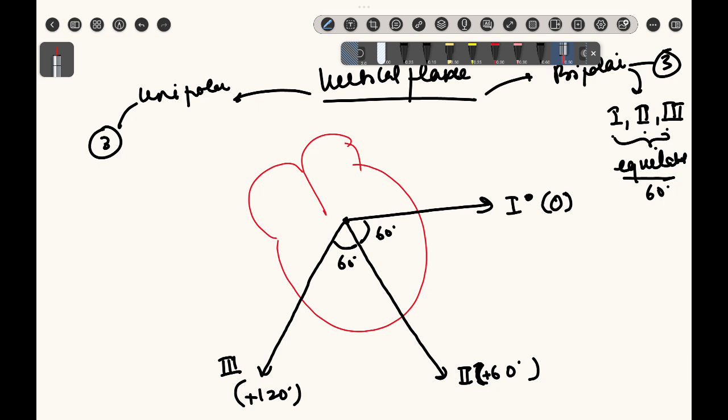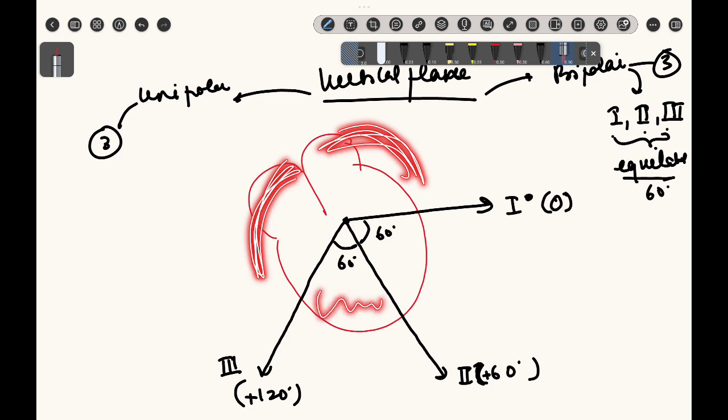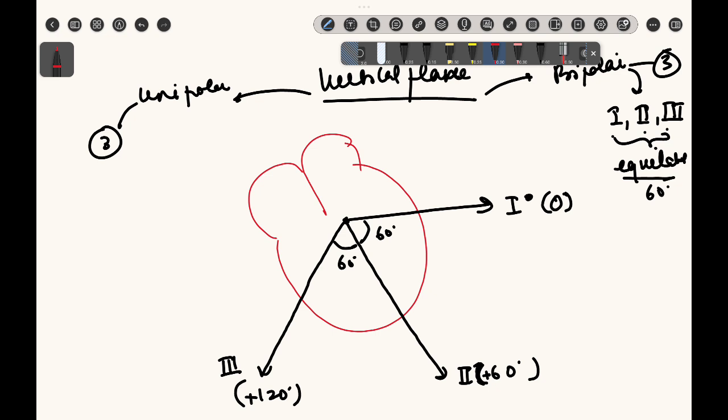If you want to locate them, just look at this frame and try to find out which area is actually deficient. You will easily see that there is no lead placed to cover this area, no lead to cover this area also, and some part is also missing out here. That's why we will place some leads over here, which are called, I will be changing the color for it, these leads will be called what? Augmented leads, AVL. They will be at 30 degree angulation.